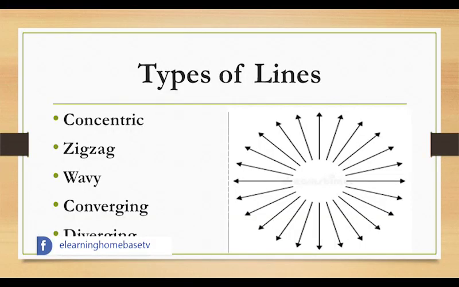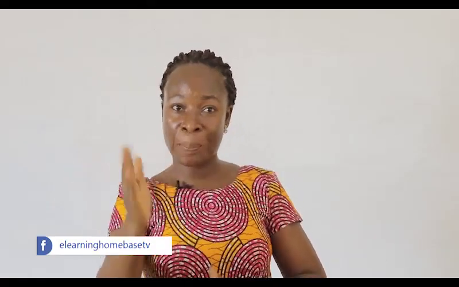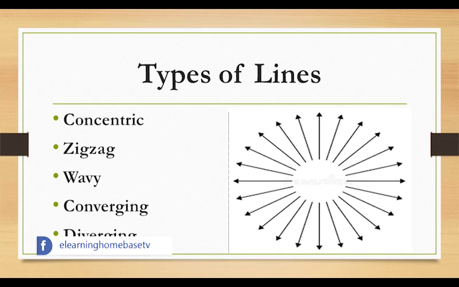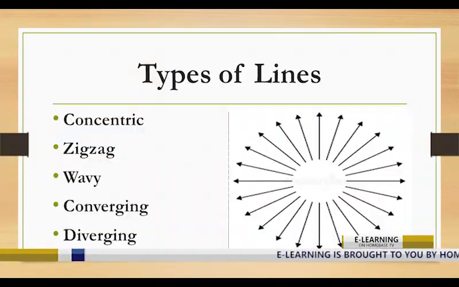We also have zigzag. It goes this way, comes that way, move this way, come that way, with sharp edges, a zigzag line. Then we have wavy. I hope you've been to the beach before. You see how the sea gets closer to us? It comes in the form of what? Waves. It moves this way and comes that way. A wavy line.